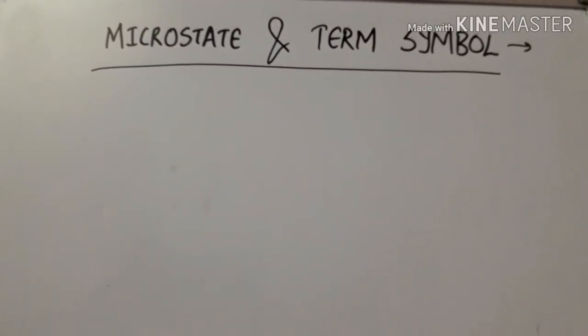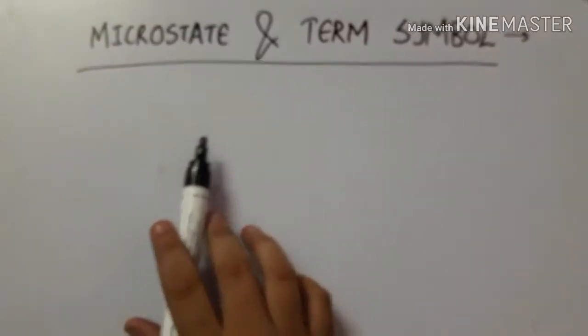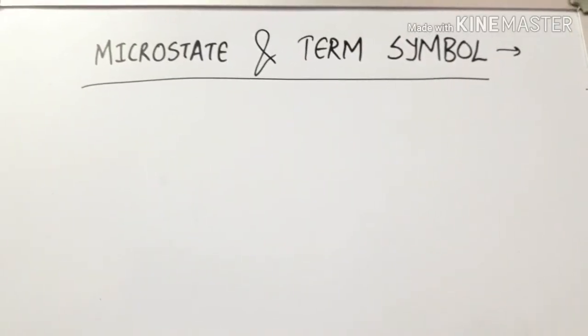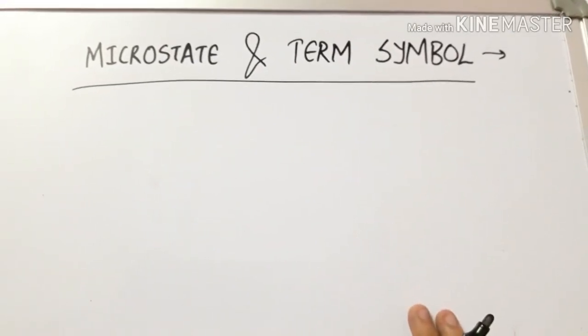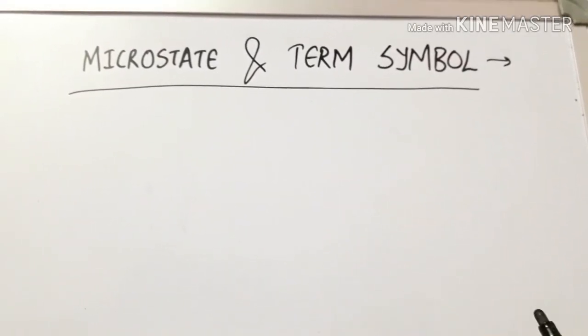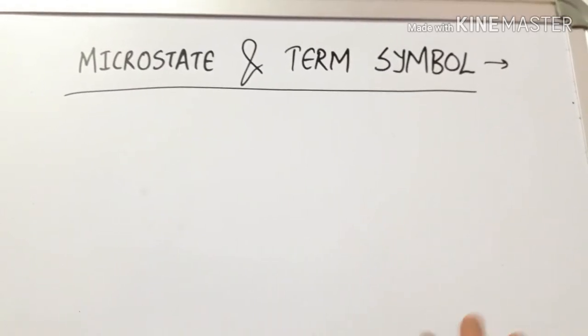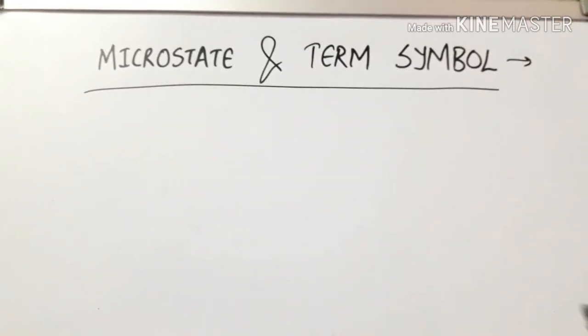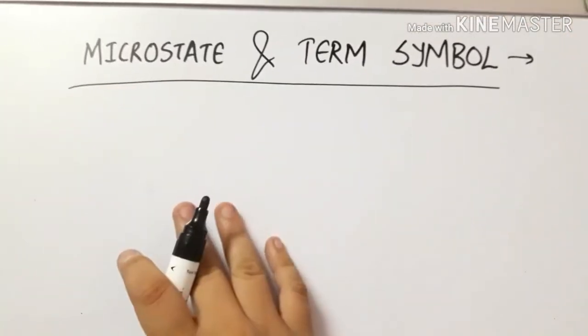So today we will discuss microstate and term symbol. Now the microstate is defined as the different arrangement of electrons in a set of orbitals that have slightly different energies, and it's called the microstate.